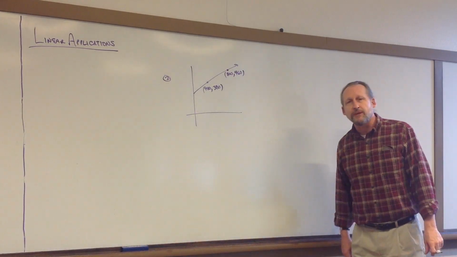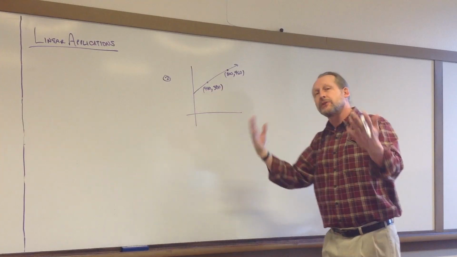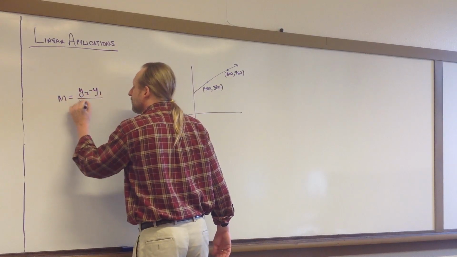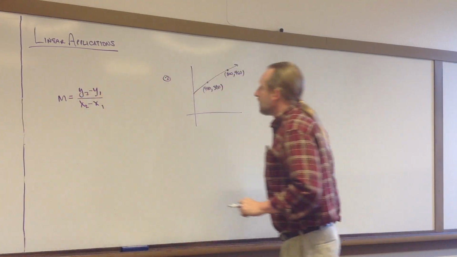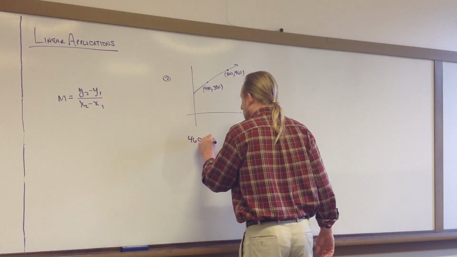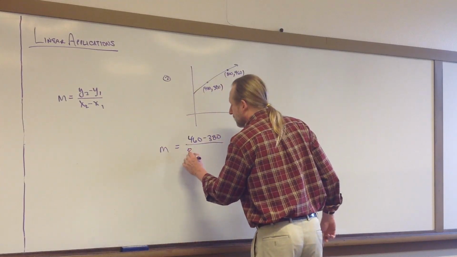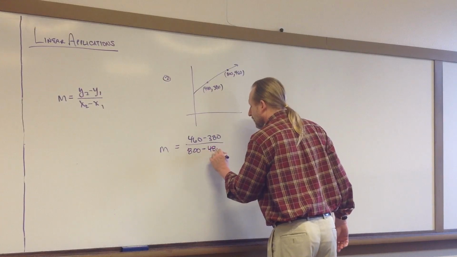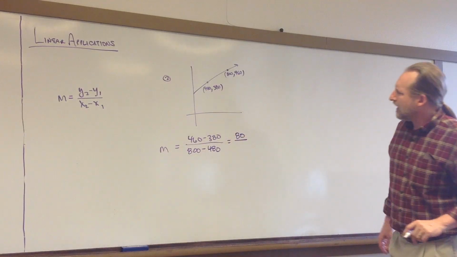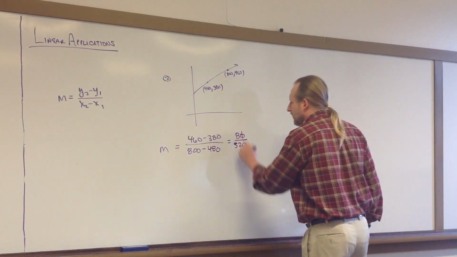Now, we did an assignment very much like this a little while ago, where I gave you 2 points on a line and I asked you for the equation of the line. So the first thing we need to do to solve a problem like that is to find the slope. We'll take y2 minus y1, 460 minus 380. And then since I started with the 460, I have to start with the 800 minus 480. Okay, so up on top, what do we get there? 80. And on the bottom, what is that going to be? 320.